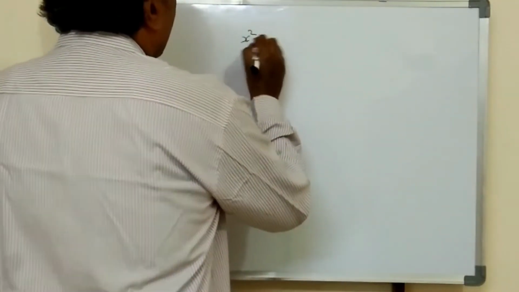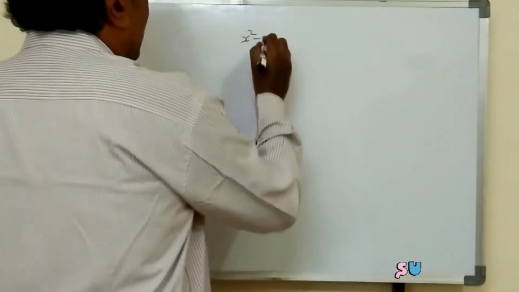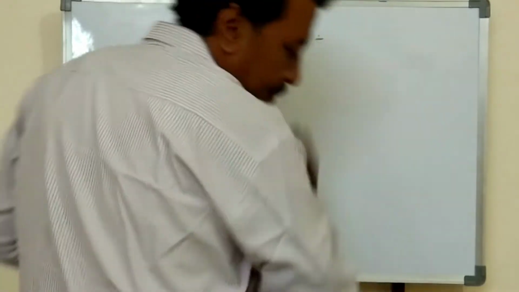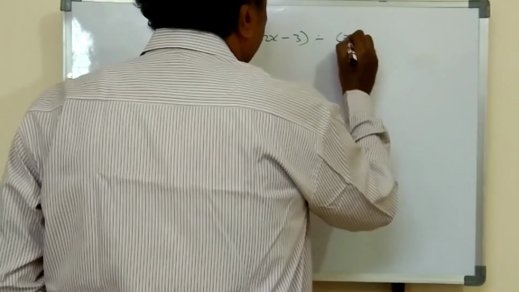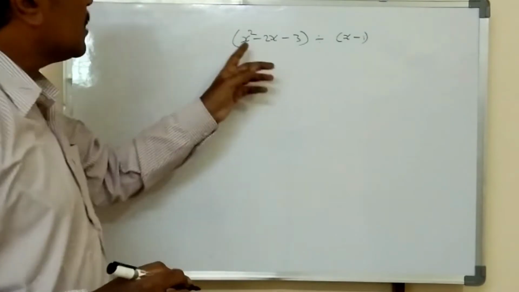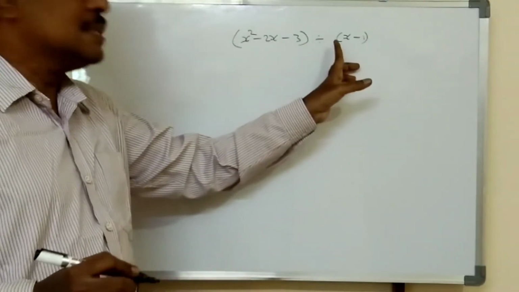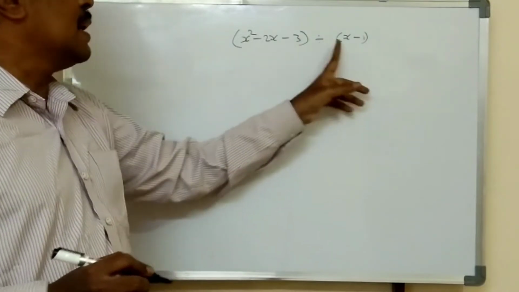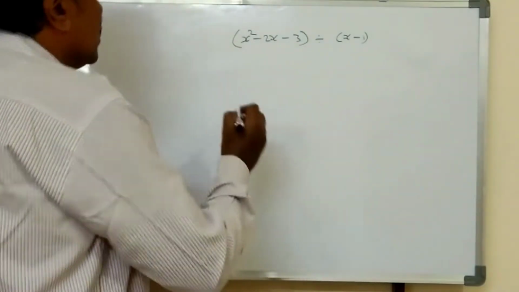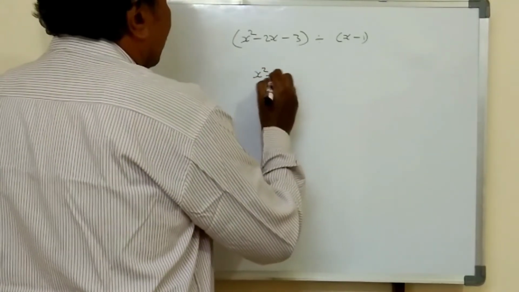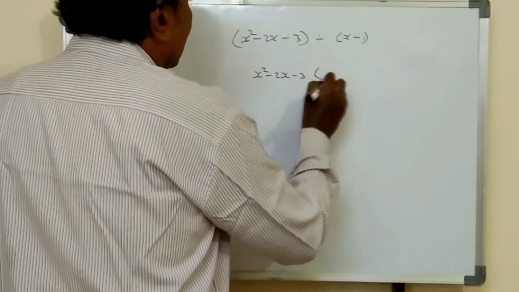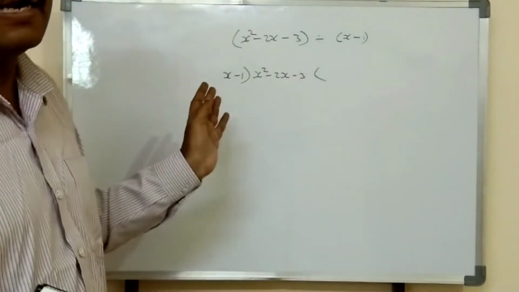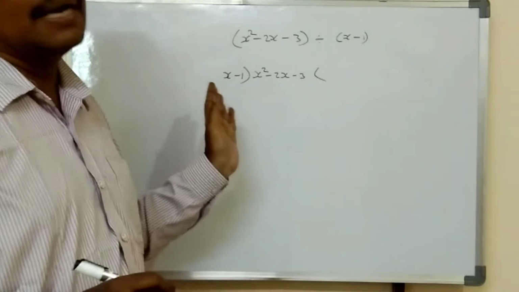x square minus 2x minus 3 is divided by x minus 1. This is a trinomial, and a trinomial is divided by a binomial. So first, x square minus 2x minus 3 divided by x minus 1. Keep it in division form. So this is the division form.